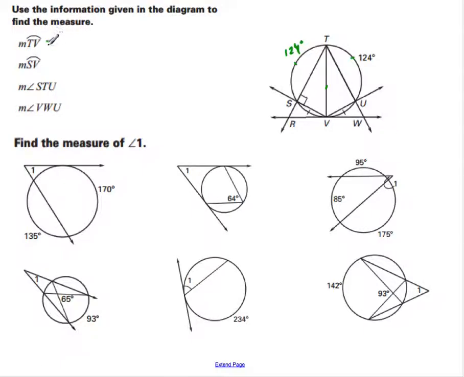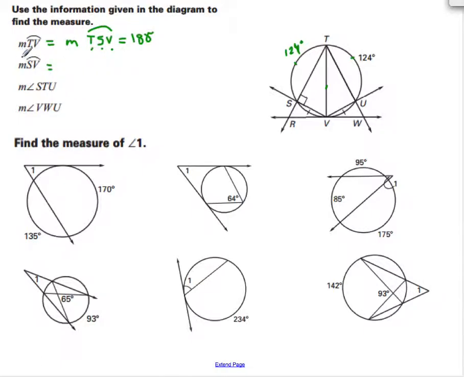The way you should write this is you should write the measure of arc, maybe I should call this TSV, and that's going to actually be 180 degrees because it's a semicircle. If you just say TV, I don't know whether you're talking about going this way or that way. It doesn't really matter, both of them are 180 degrees, but I am talking about a semicircle, so I should use 3 letters in my notation.